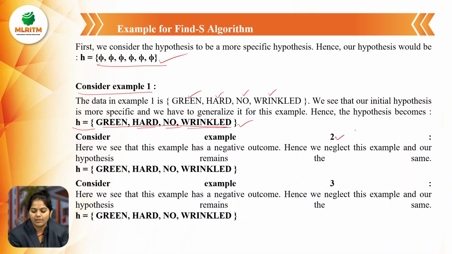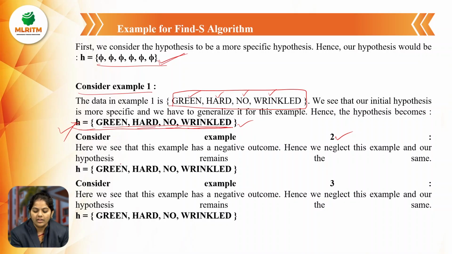Again we'll consider the example 2 here. So here we'll compare the first example. In the first example we have considered the initial hypothesis with the first data set, that is the first example. So we have compared and we got one hypothesis here, and now we are comparing the example 2 with the example 1 hypothesis here.